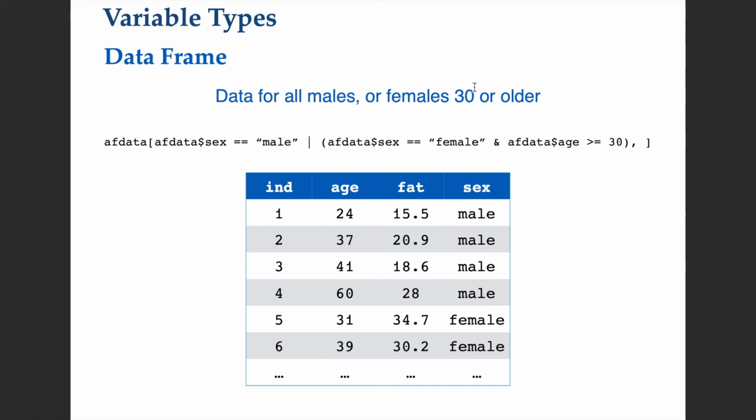So the 30 or older criteria only refers to females. We need to put those in parentheses to make sure that they go together, right? To specify females, we said AF data sex equals female, and the AF data age is greater than 30, right? So this will give us all males or females over the age of 30, with the parentheses here. Hopefully this makes sense.